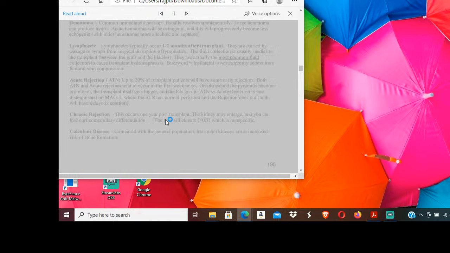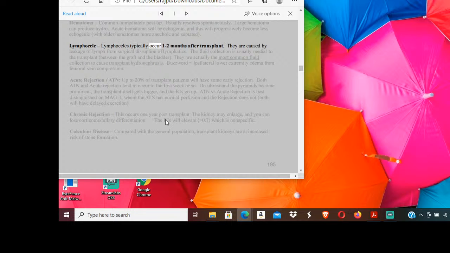Hematoma is common immediately post-op and usually resolves spontaneously. A large hematoma can produce hydronephrosis. Acute hematoma will be echogenic, and this will progressively become less echogenic, with older hematomas more anechoic and septate.